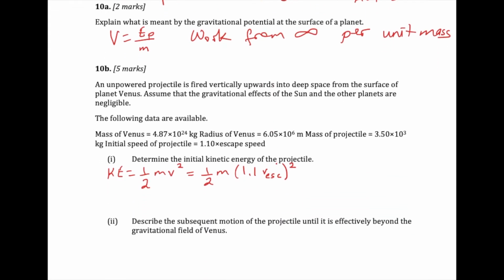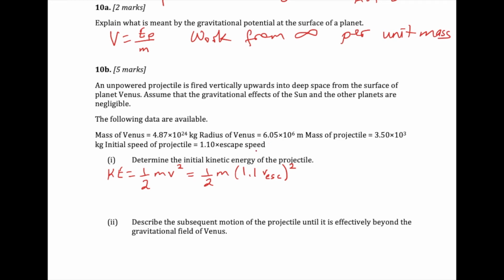10b, we're asked, after being given some values here: mass of Venus, radius, the mass of the projectile we're launching, and the initial speed of launch. We're given that it calculates to 1.1 times the escape speed from that planet. To find the kinetic energy, we can use the good old 1/2 mv squared. We have the mass of the projectile for this, and 1.1 v escape. This is supposed to be squared.